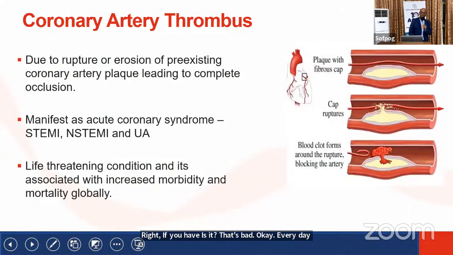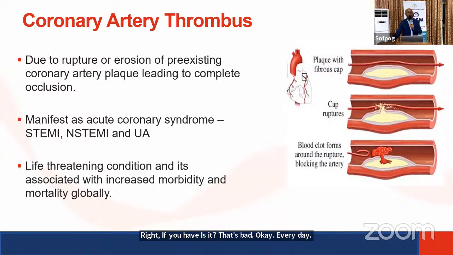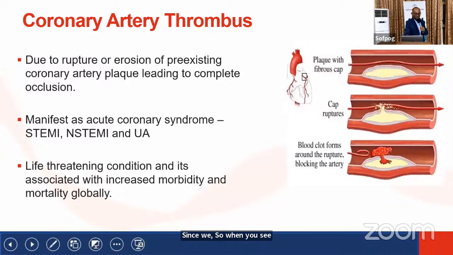Now let's look at the coronary artery. You all know that this results from either a blood clot or a blockage, where somebody has complete occlusion of the coronary artery, either the right or the left. This is acute coronary syndrome, which can come in the form of STEMI and NSTEMI. It is a life-threatening condition associated with increased mortality. So when you see your patient in the hospital, you have to act quickly, otherwise the patient will die in front of you.